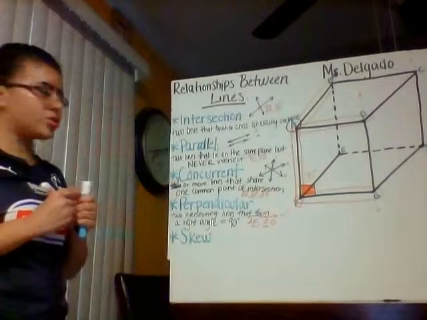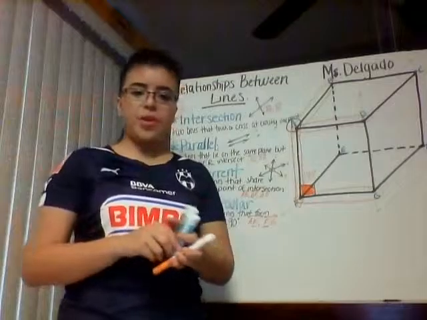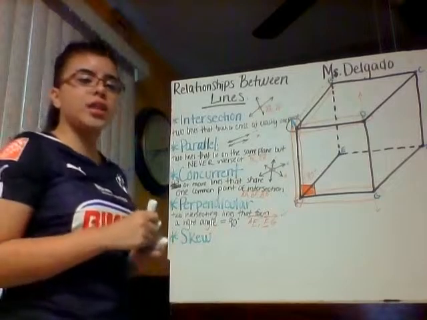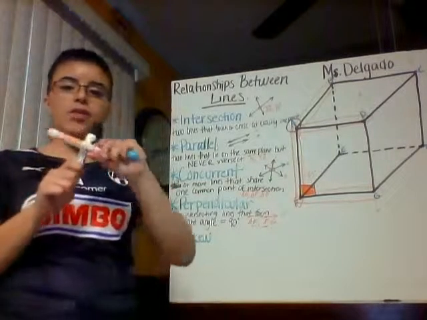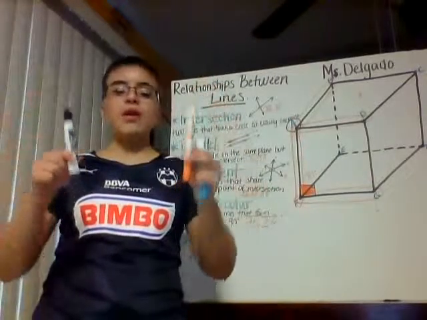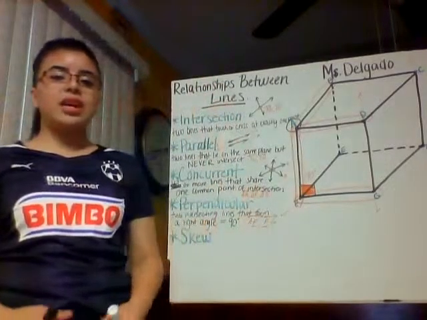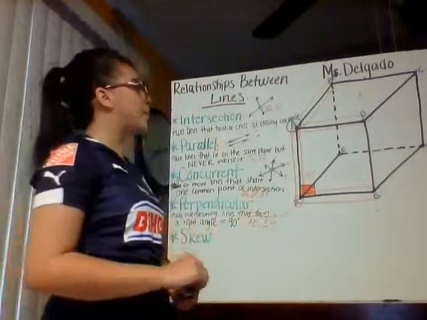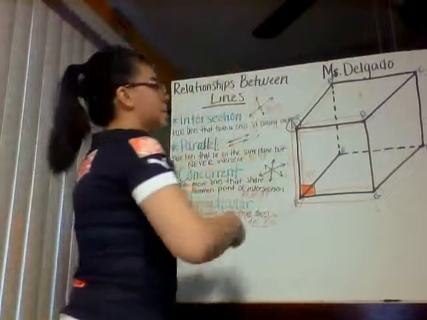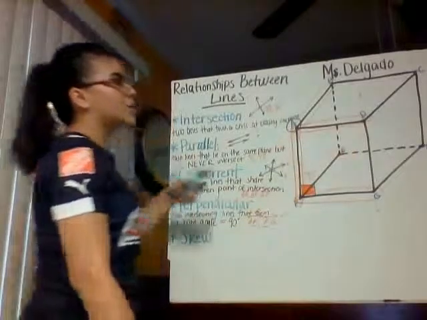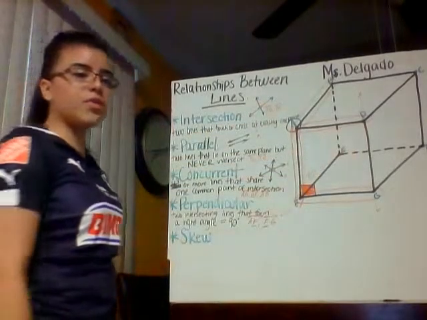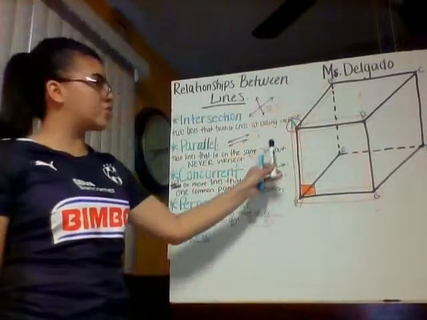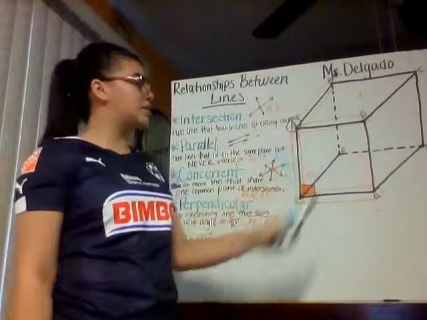On to our last type of relationship, which is going to be called skew. Skew are two lines that do not intersect, so they are never going to intersect. They're going to be like parallel lines, but they never intersect because they do not lie on the same plane. Remember, the same plane means that it's one same plane. Every face on this cube is on a different plane. Therefore, we are going to have to find two lines on this diagram that do not intersect and are also not on the same plane.